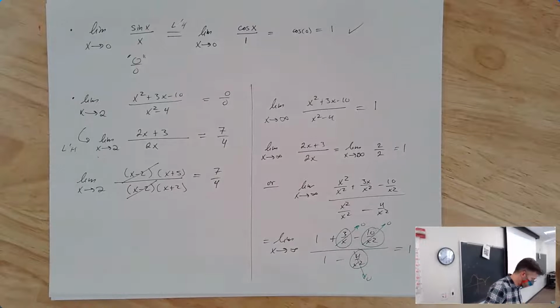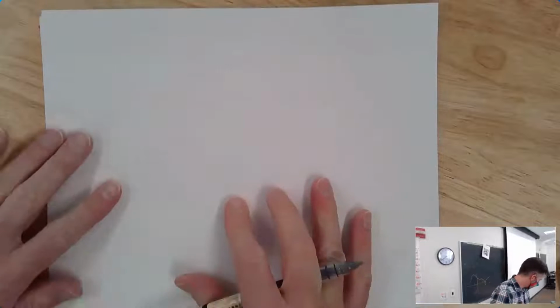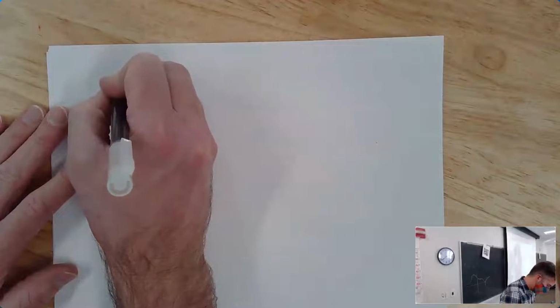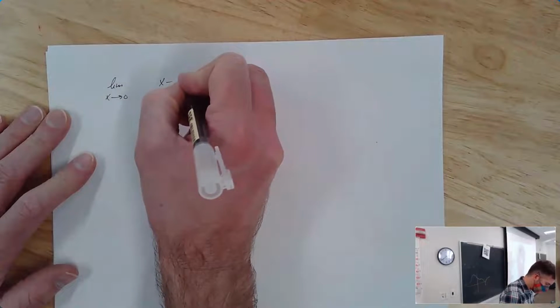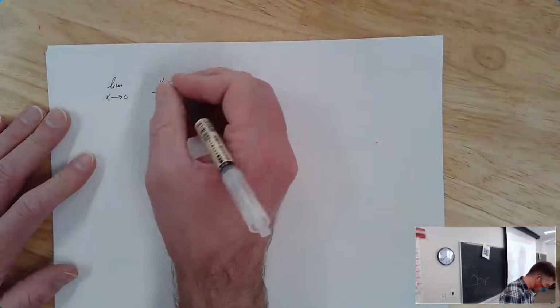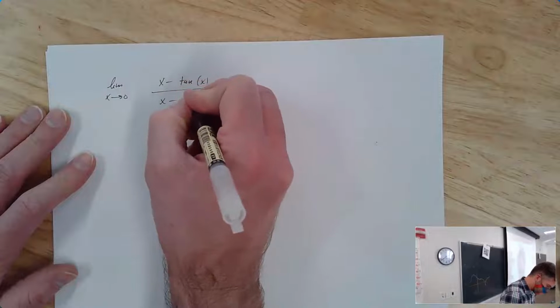All right. Some more examples. And then, oh yeah, okay. Let's look at this one. Limit as x goes to 0 of x minus tangent of x over x minus sine of x. Good times.